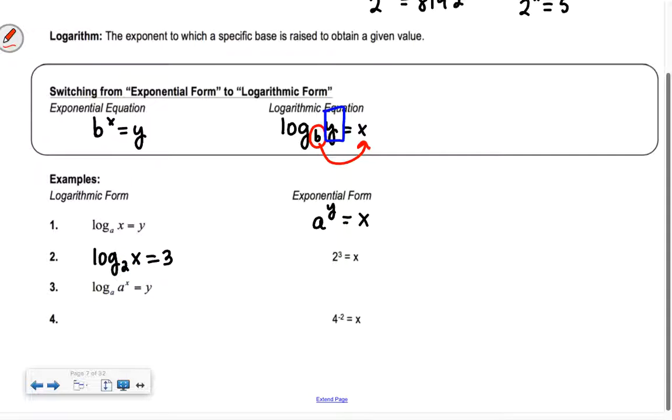This next one, I have log base a of a to the x equals y. So a to the y equals what's left, the a to the x. What do you think we'd be able to say when we have a to a number equals a to another number? Yeah, x and y are equal to each other.